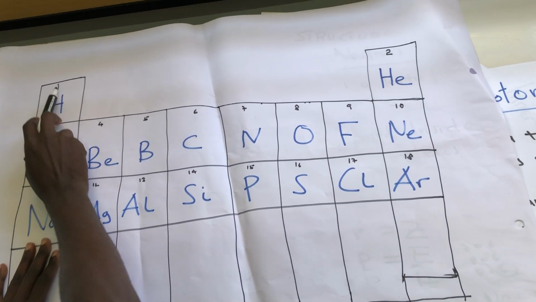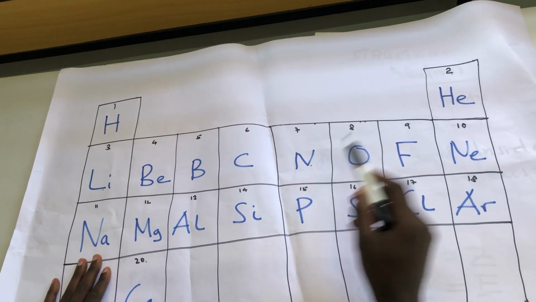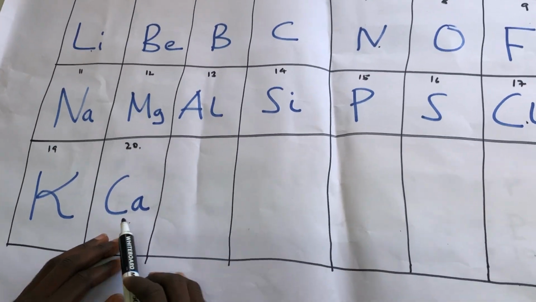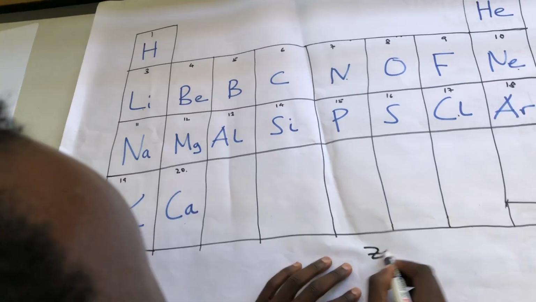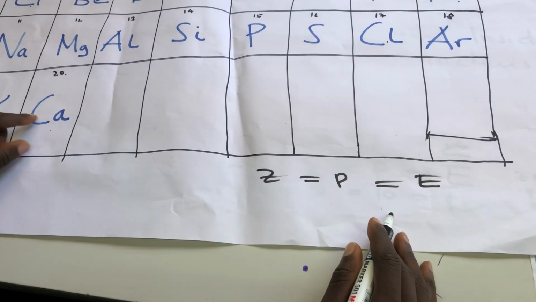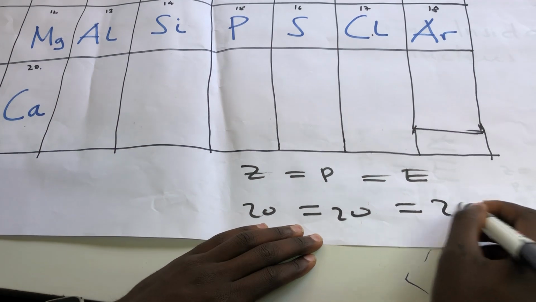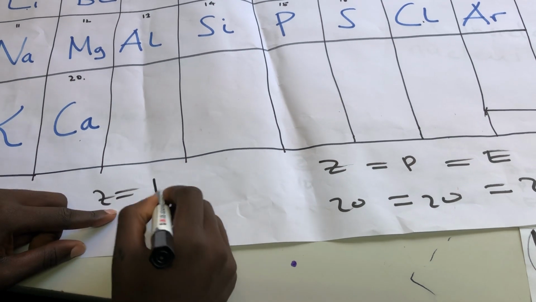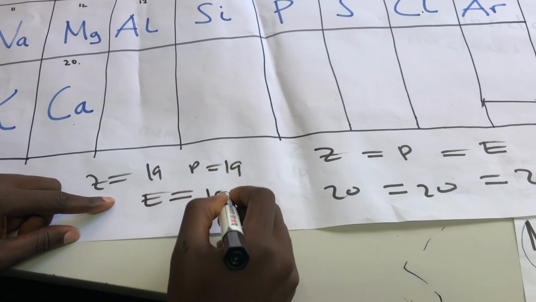So you find that for hydrogen the atomic number is 1, helium is 2, lithium is 3, nitrogen is 7, neon is 10, chlorine is 17, and calcium is 20. So the atomic number for calcium is 20, and we know that for a neutral atom, atomic number equals proton number, and proton number equals electron number. So if the atomic number for calcium is 20, the proton number will be 20 and the electron number will be 20. The atomic number of potassium is 19, so the proton number will be 19 and the number of electrons will be 19.